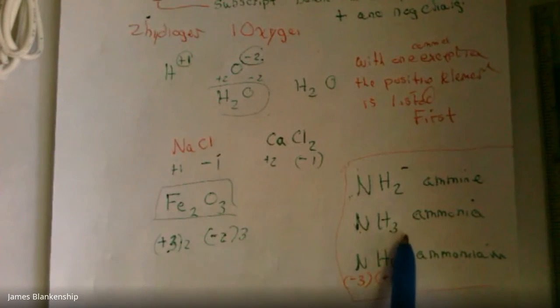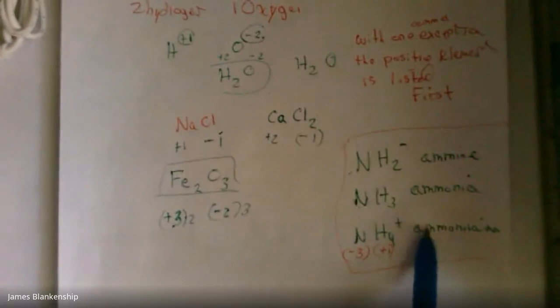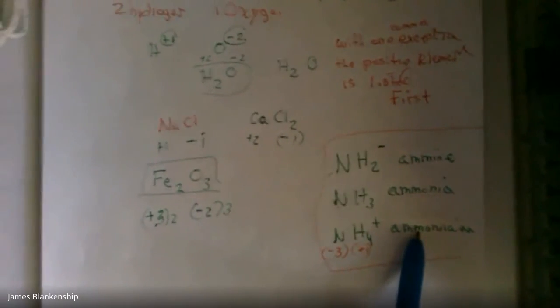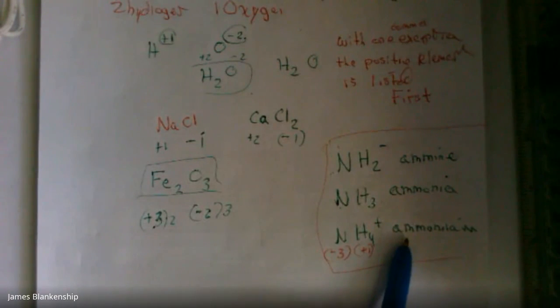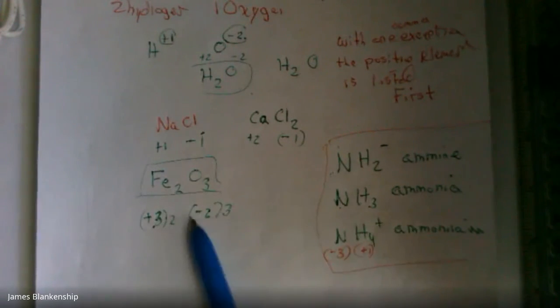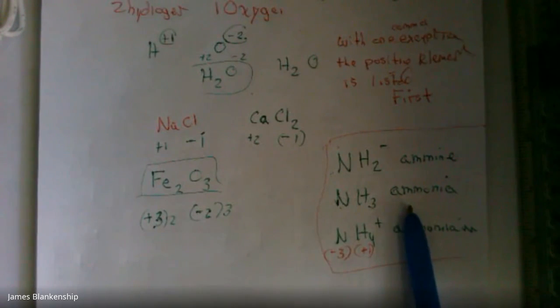You'll see a lot of things done with ammonia and ammonium. This is a weak base. This is a weak acid. You can use them to make a buffer, but that is something that we're going to talk about many weeks from now when we talk about acids and bases. So this is how our charges are laid out.